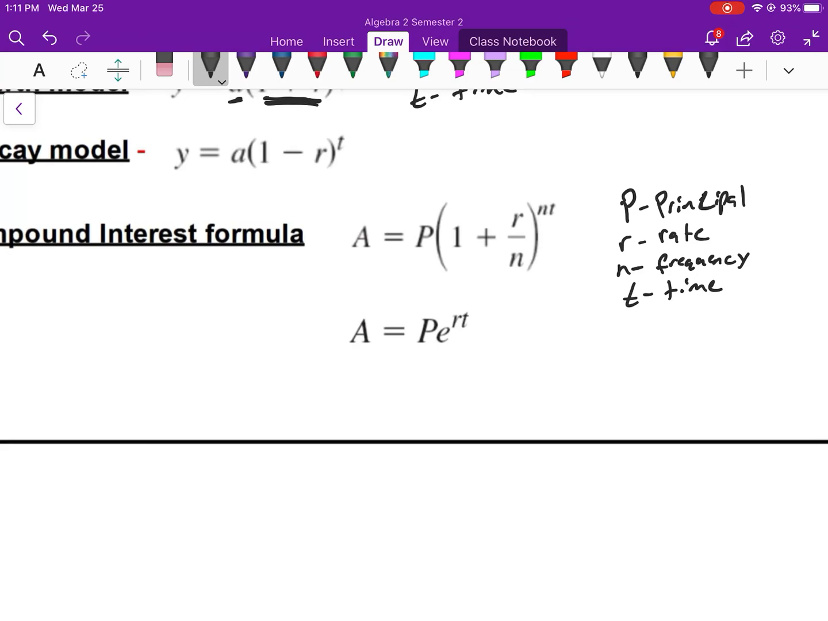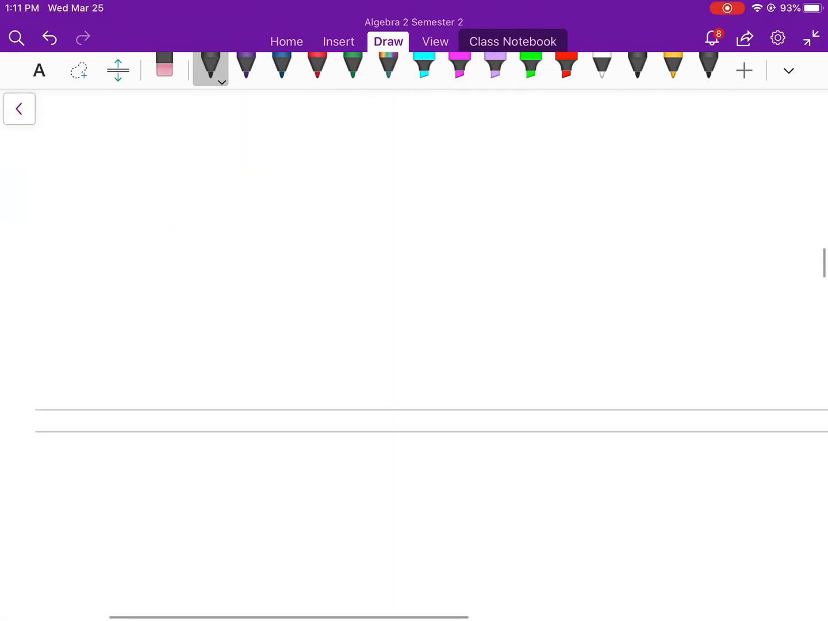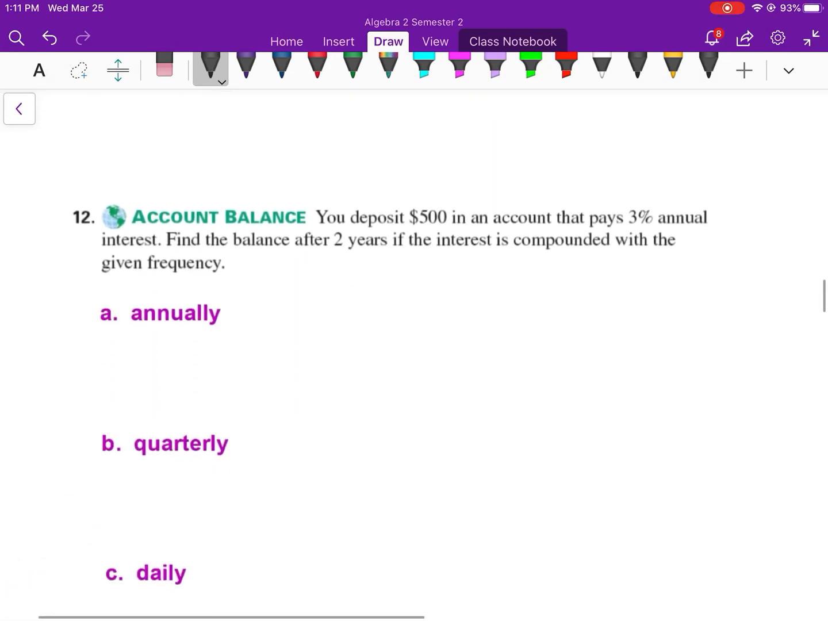Now, I should mention frequency. That's just talking about how often it happens. So like if I were to say annually, that's 1 time. If I was to say monthly, that's 12 times a year. If I was to say weekly, 52 weeks in a year. Okay, that's the frequency that we're talking about.